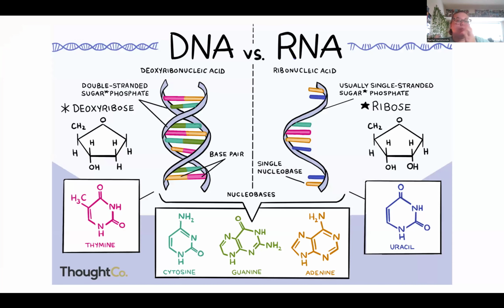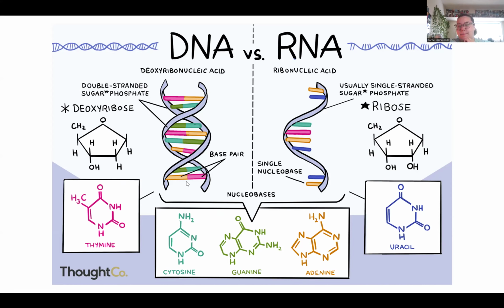Let's talk about the differences between DNA and RNA really quickly. DNA on the left, deoxyribonucleic acid, is double-stranded with a sugar phosphate backbone, deoxyribose. Something really important to note is there's an alcohol here and a hydrogen here, and when you go over to ribose, there are two alcohols and not a hydrogen here.